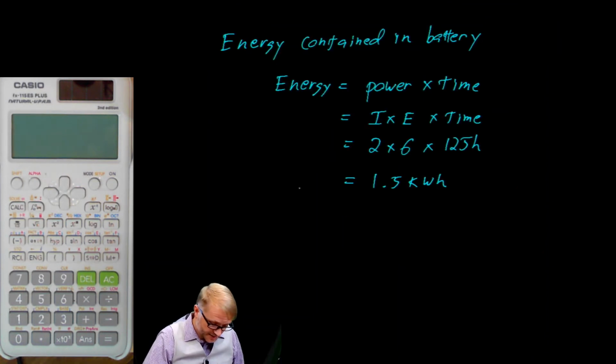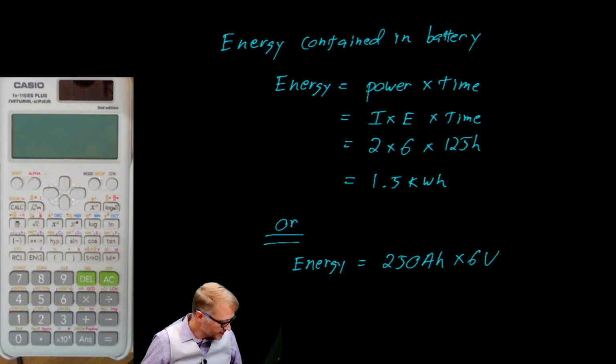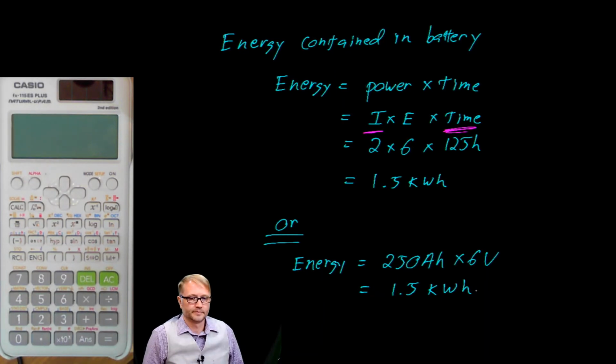It might have been easier. We'll put an or here, right? So here's another way of looking at it. You could have said that energy is equal to 250 amp hours by 6 volts. Is that cheating? Let's look at this. So here we have amp hours, which is here, current, and time. So we put those two together. And we said energy is amp hours by voltage, which works out to the same thing, about 1.5 kilowatt hours. Done.